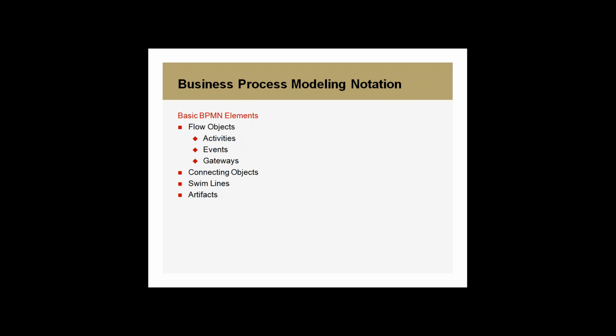Flow objects, connecting objects, swim lanes, and artifacts. In flow objects, you have activities, events, gateways. Next one is connecting objects. Next one is swim lane. Fourth one is artifact. These are the basic BPMN elements.